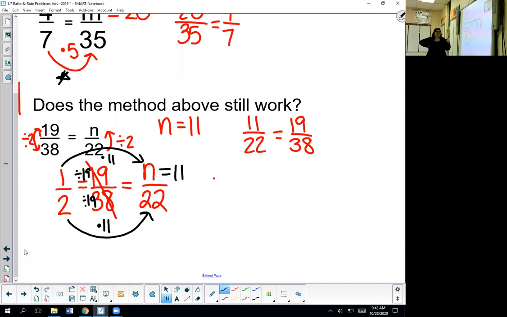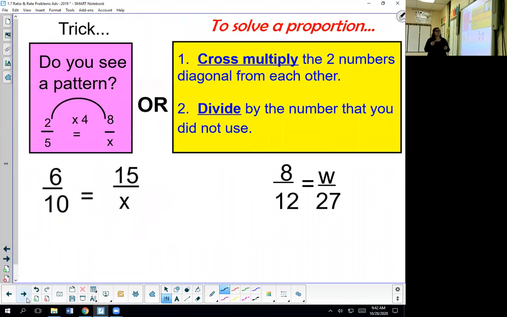Okay, but again, I'm also going to show you another way, which is called cross multiplying, and then we divide. So similar to what we talked about before. So first of all, the trick is obviously, do you see a pattern? Like I showed you in the first example. If I have 2 over 5 equals 8 over something, which you had in ratio tables, you should know that 2 to 8 is times 4.